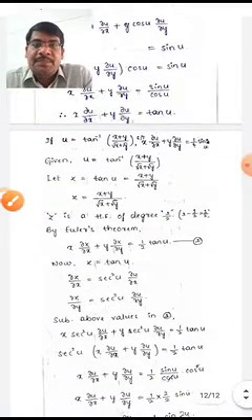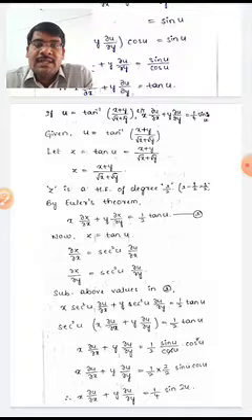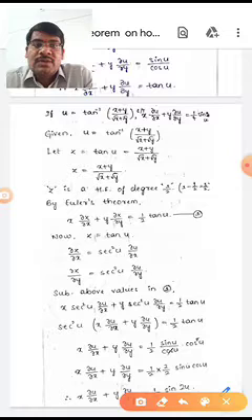Here, next problem. If u is equal to tan inverse of (x plus y) by (root x plus root y), then we have to show that x ∂u/∂x + y ∂u/∂y is equal to 1 by 4 sin 2u. Here the tan inverse goes to the left side, that is tan u. Tan u is equal to (x plus y) by (root x plus root y).